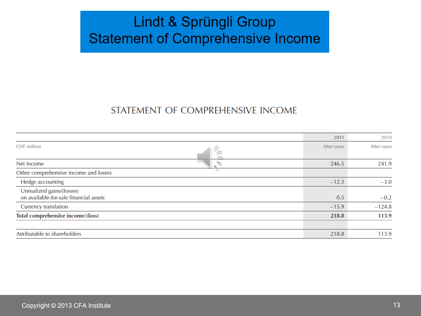So this is the second statement. You notice that it starts with the net income from the previous statement at the top, and then presents components of other comprehensive income, the OCI we talked about. One of the components of Lindt's comprehensive income, as previously mentioned, is unrealized gains or losses on available for sale securities. You can see that in front of you on the fourth line. The other components are discussed in subsequent readings, so we'll talk about them when it is appropriate.